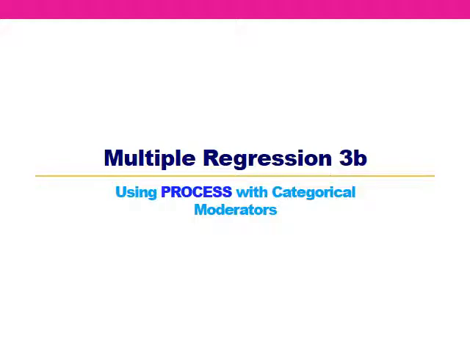In the last video, Multiple Regression 3, we looked at the process macro for the first time, and we talked about how we can use the process macro to do a simple slopes analysis when we're testing for an interaction between two continuous variables. Now, before that, in Multiple Regression 2, we looked at interactions between categorical and continuous variables. So what we're going to do in this video is see how we can use process to do the same things that we did 2 weeks ago.